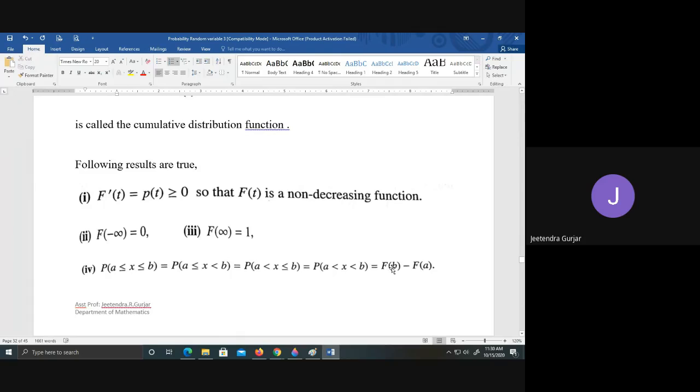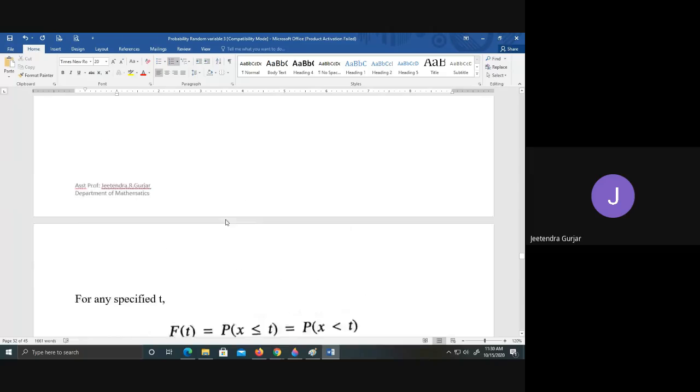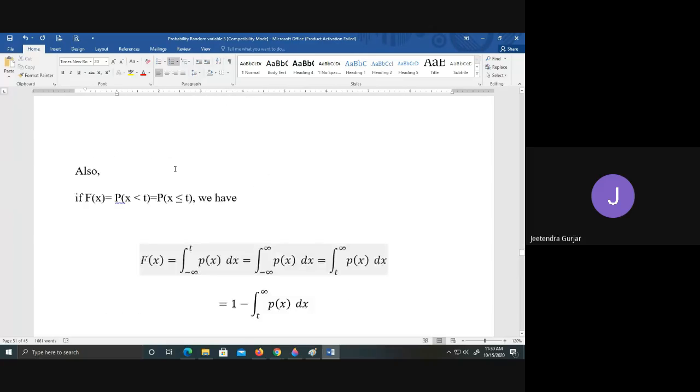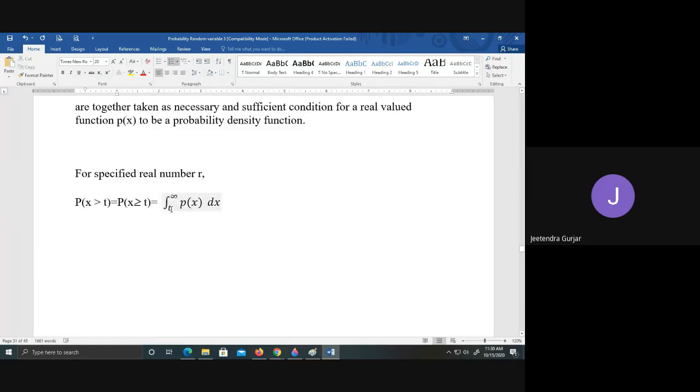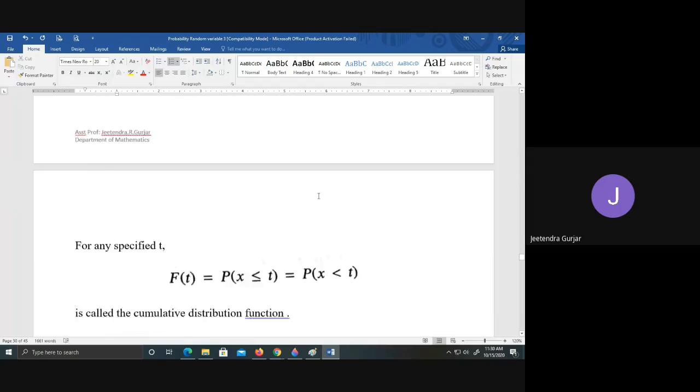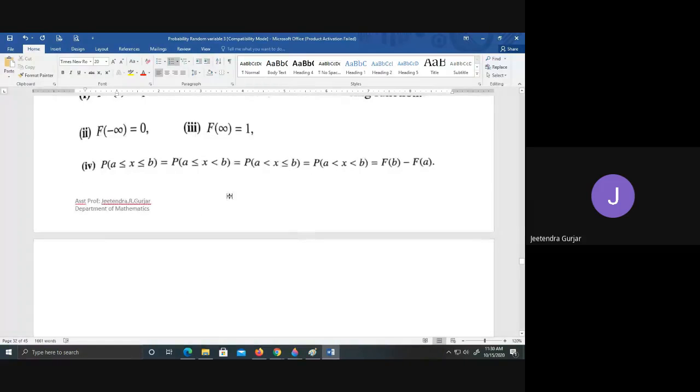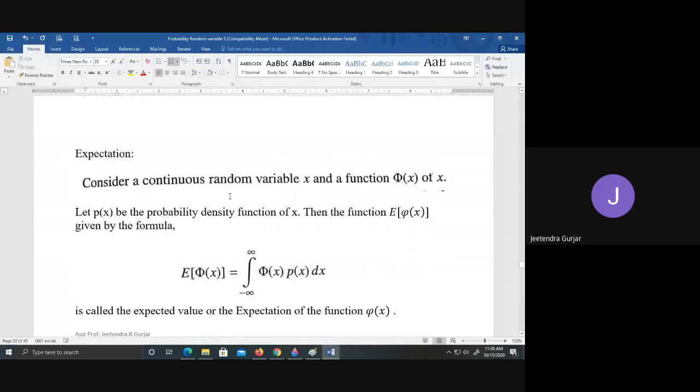What you have to remember here, this is very, very important, is that the integration of this will give you f of b minus f of a, that is the cumulative function. So this is our expectation, students. Already we have done this, no need to repeat it once again.